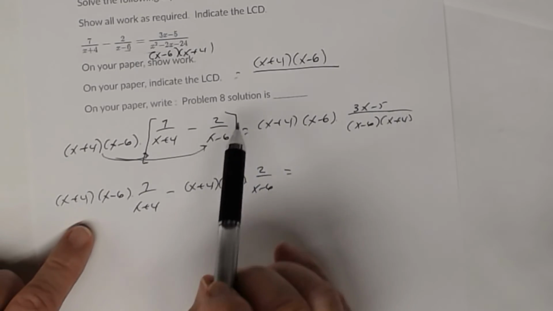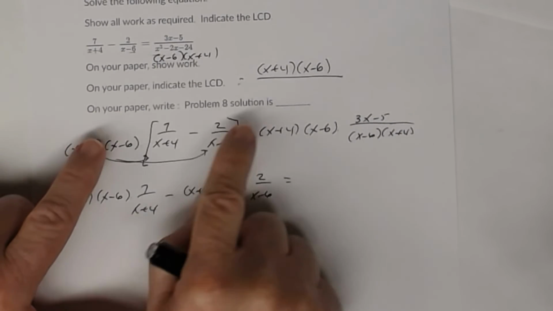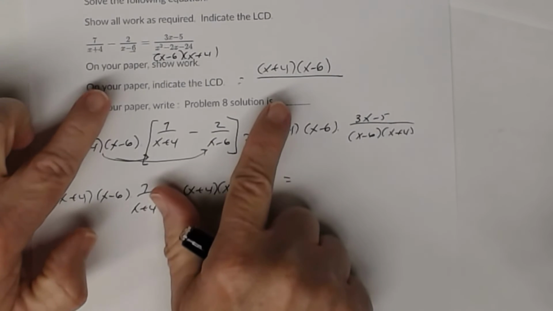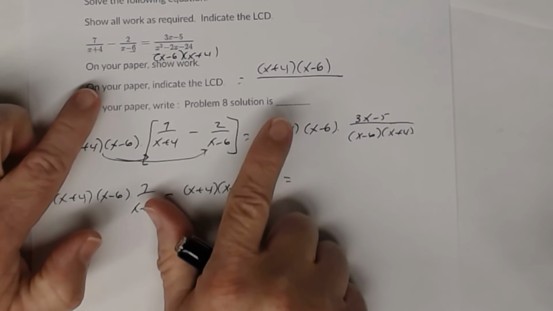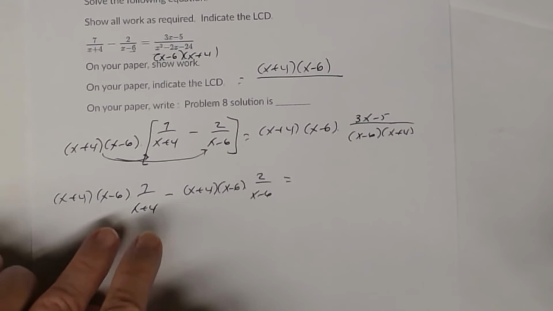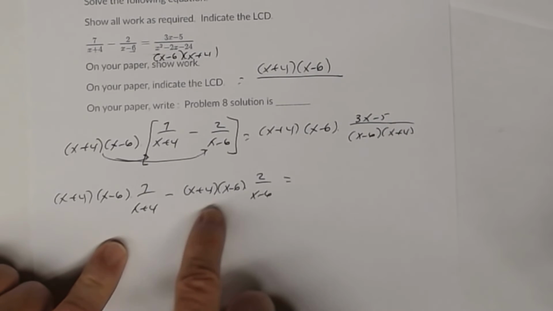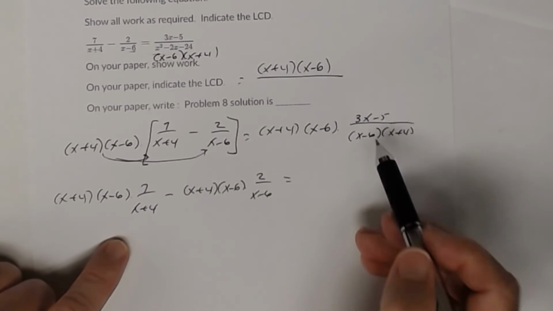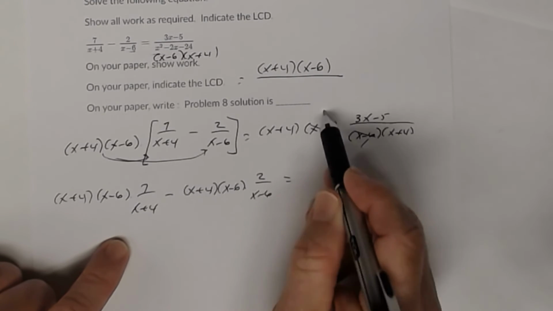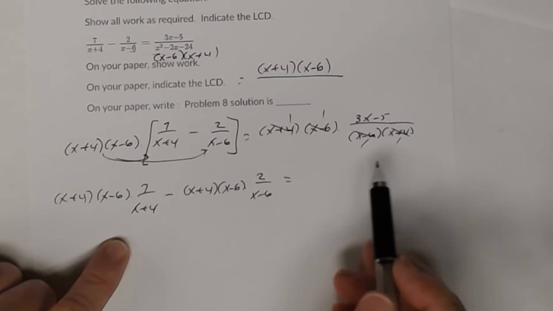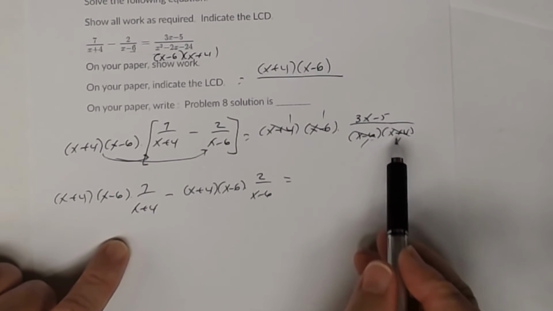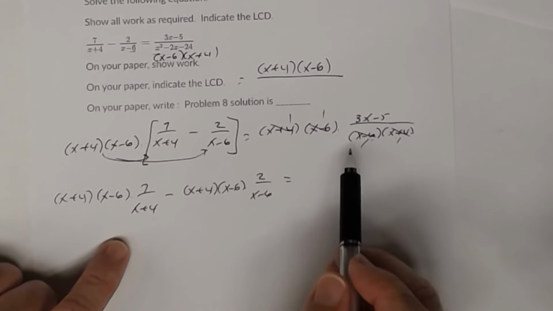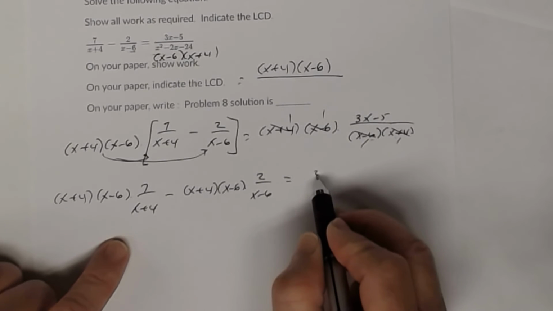Now remember, the whole purpose of multiplying both sides of that equation by the LCD, now that's an equation, that's why you're multiplying both sides by the least common denominator, is to get those denominators to be factors of 1. And so if you notice right here, these divide out, and then these divide out, right? And so notice that denominator, 1 times 1 is 1. And so you have 1 times 3x minus 5 divided by 1, which is just 3x minus 5.